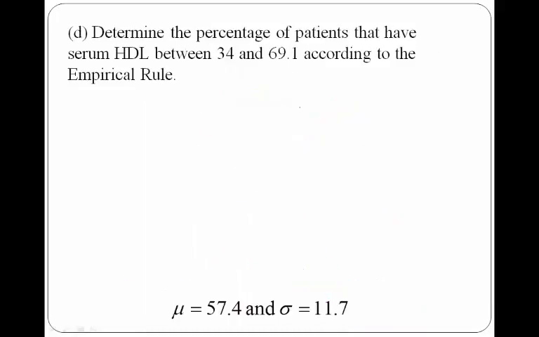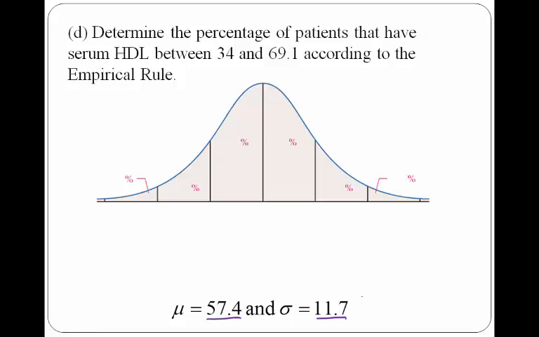Now determine the percentage of patients that have serum HDL between 34 and 69.1 according to the empirical rule. And remember that our population mean was 57.4 and our standard deviation was 11.7 because we need to know that to make this calculation. So the mean is always in the middle, 57.4. The first bar to the right is 1 standard deviation. Well, a standard deviation for this data is 11.7, so we need to add 11.7 plus 57.4 to get 69.1. And we notice that's one of the values that we need.